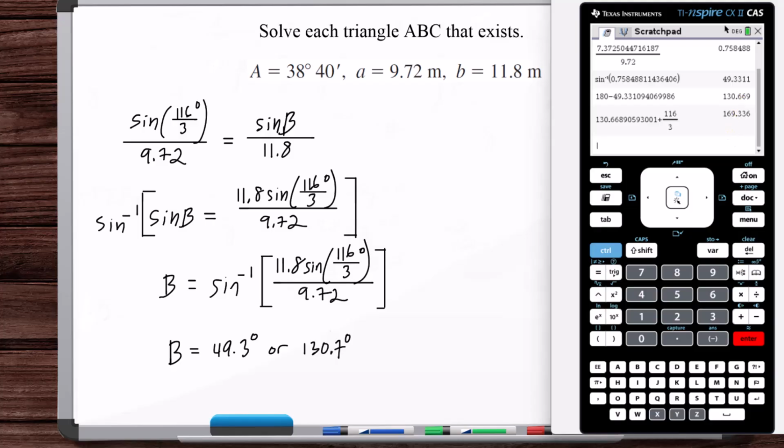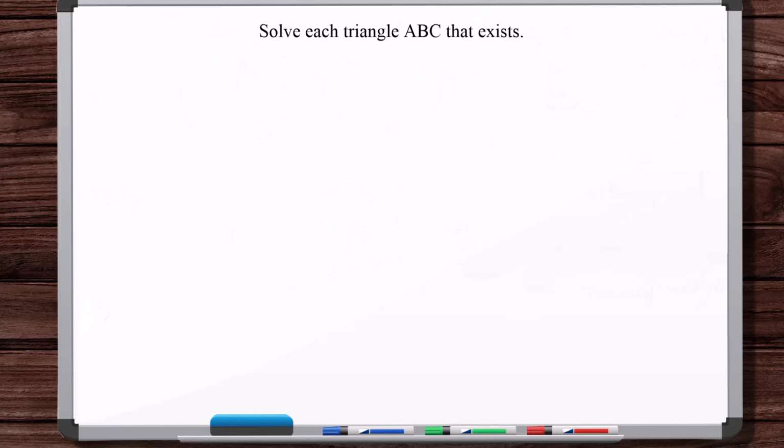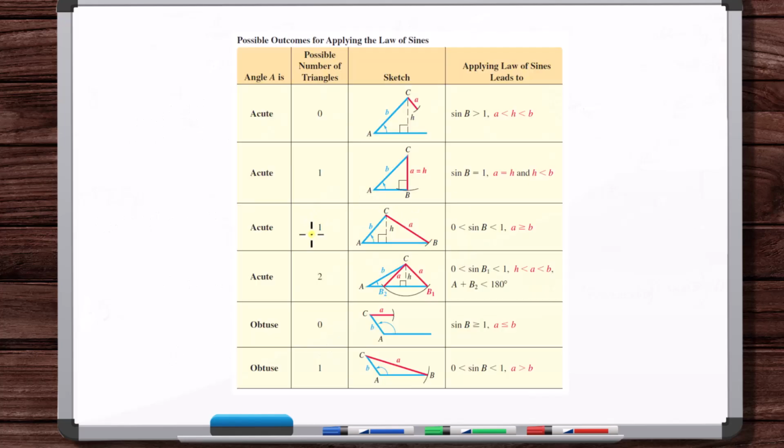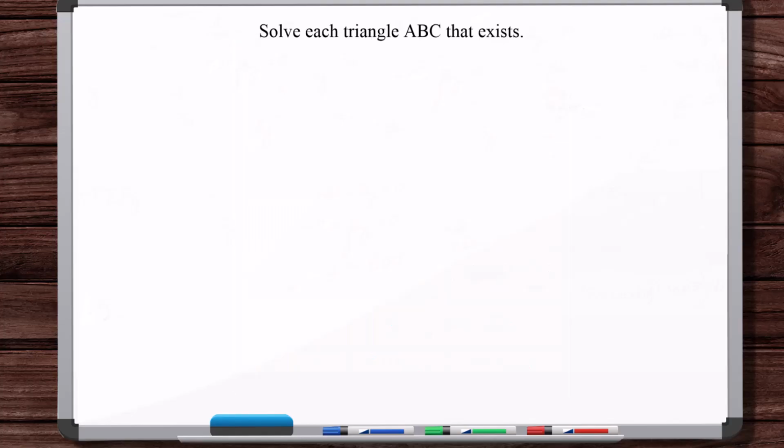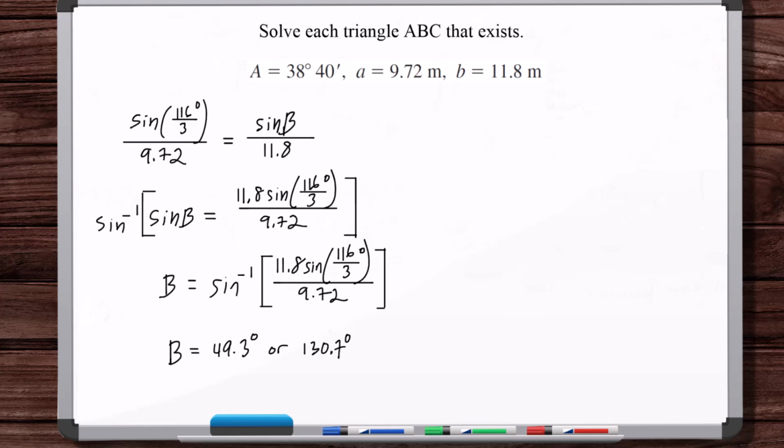So there's 2 triangles, and we can go to the diagram and see. So here's the case that we have. We just did A plus B2 and saw that it was less than 180. So here are the 2 triangles. There's one triangle with angle B2, and then there's another triangle with angle B1. So what we need to do is draw these 2 triangles. Okay, and we can see, if we real quick do the diagram.